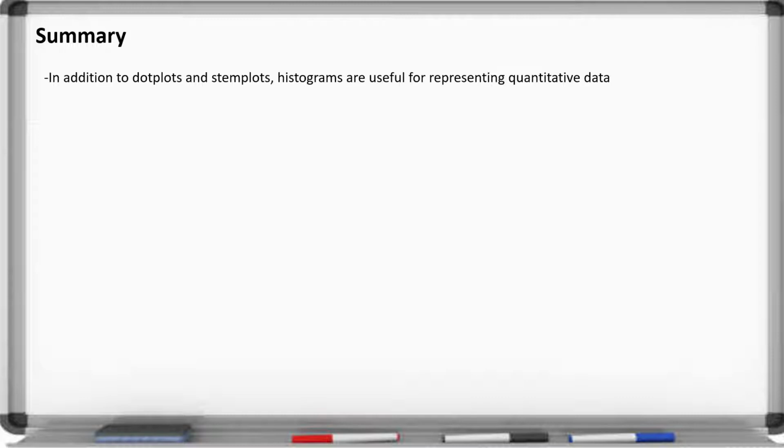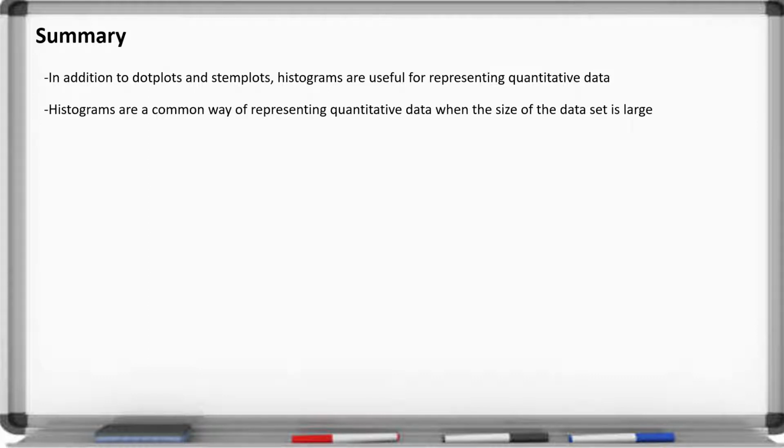All right, so to summarize the lesson, we discussed histograms. In addition to dot plots and stem plots, histograms are useful for representing quantitative data. The histogram is a common way of representing quantitative data, especially when the size of the data set is large. We discussed how to make histograms, how to determine the shape of and interpret them in the context of a problem, and how to compare distributions for histograms.